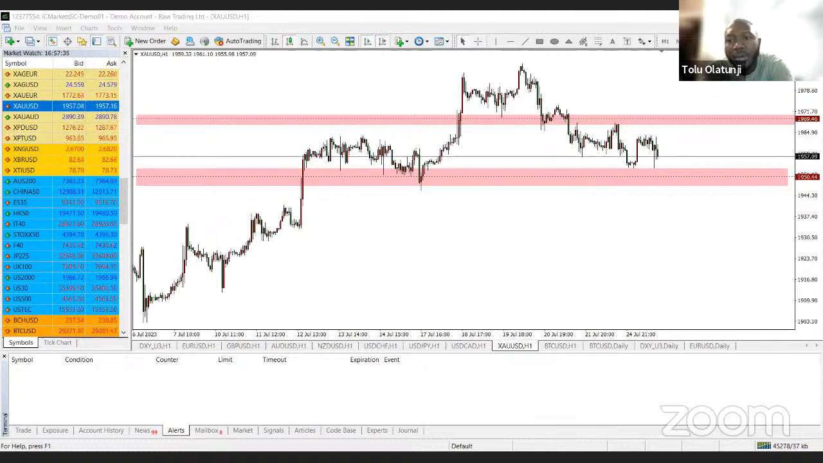How would you manage a micro account? I'll manage a micro account the same way I'll manage a large account. Don't treat them differently, because if you cannot trade a small account, you cannot trade a big account. That's a question from Spencer Keynes. Hope I'm pronouncing your names well. If I'm not, I apologize in advance.